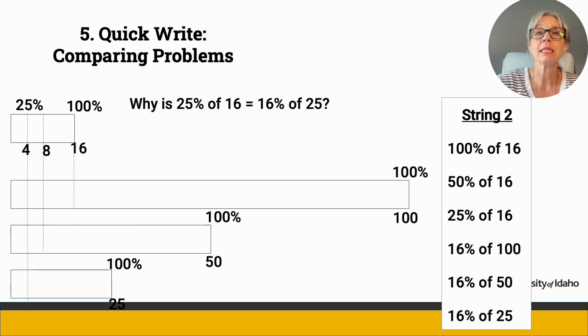Visually, if we take 16 as the whole, 100%, we can find 50% by halving it to get 8. To find 25%, we halve again to get 4. If we make 100 the whole of 100%, 16% would just be 16. If we change the whole to 50 but still take 16%, we can just halve what we found when the whole was 100 to get 8. We can then find 16% of 25. We can take the half of what we found when the whole was 50 to get 4.